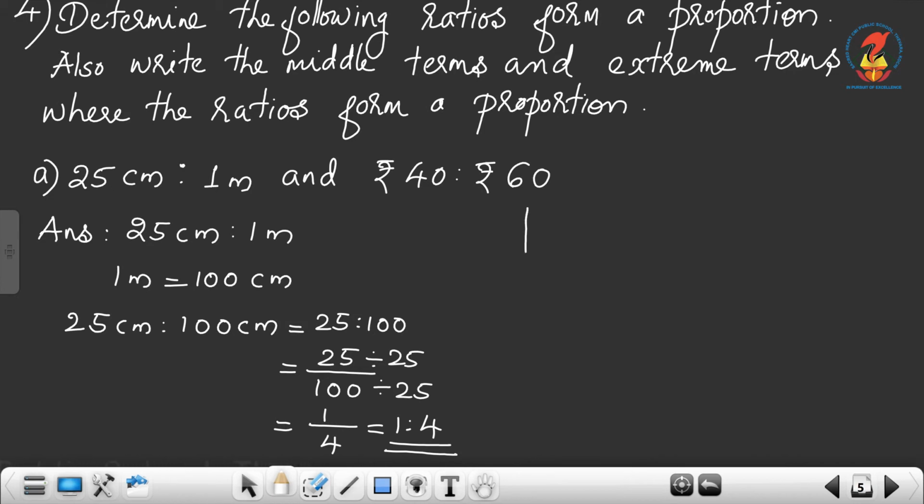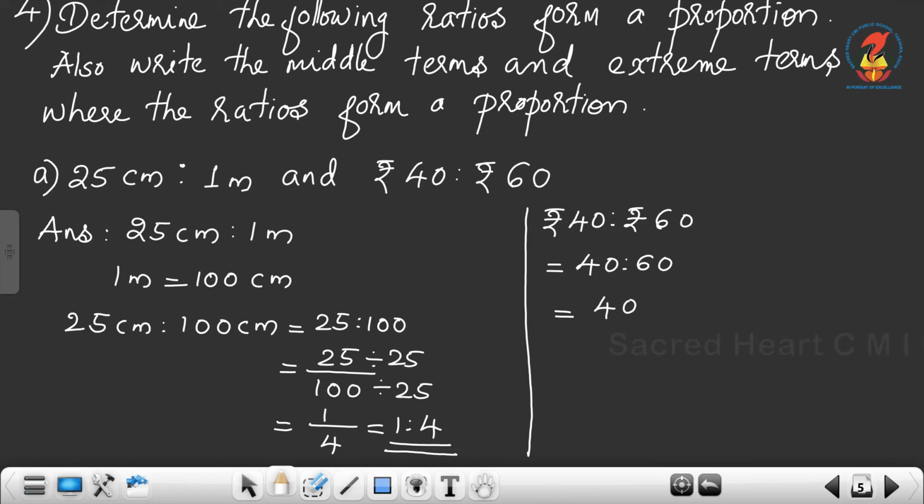Now, we will look into the other one also. Rupees 40 is to rupees 60, we can write as 40 is to 60. 40 is to 60 means 40 divided by 60.